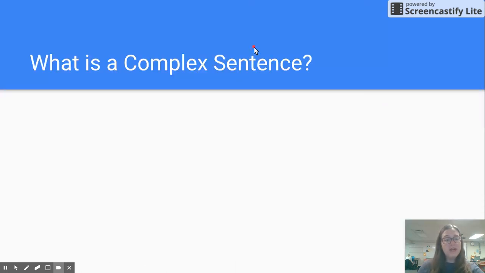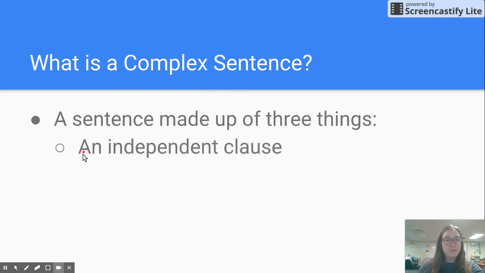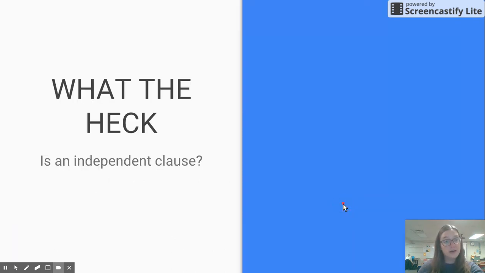All right, first off, what is a complex sentence? Excuse me, a complex sentence is made up of three things. It's made up of an independent clause, a dependent clause, and a subordinating conjunction. Now, you might not know what these are yet, but these are the three things that they're made up of. So let's look at what they are.